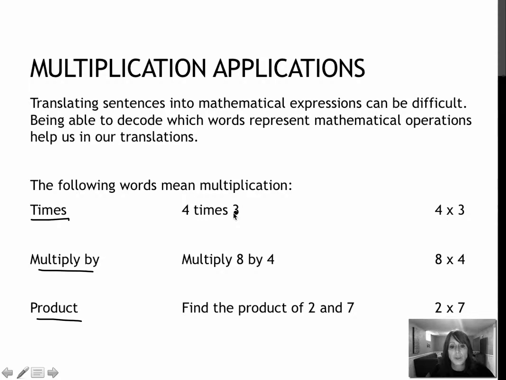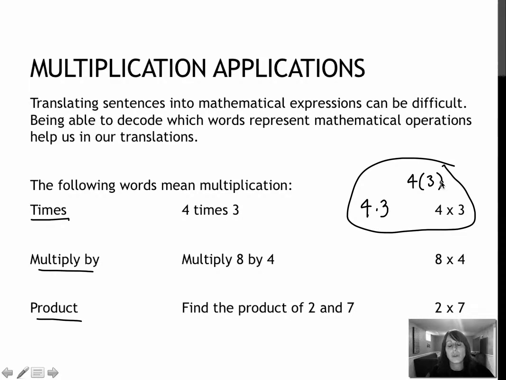For times 3, or multiply 8 by 4, or find the product of 2 and 7. And notice those are all multiplication. Again, when we're writing multiplication, remember we can write it with the x. You'll see quite often the 4 times 3 written with the dot instead, or you might also see 4 parenthesis 3. Remember that all three of these are equivalent, so it doesn't matter which one, they're all correct.